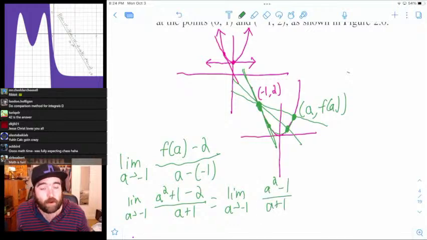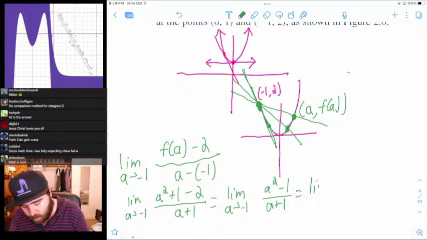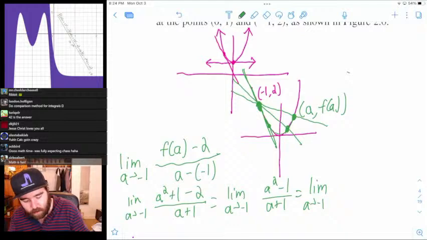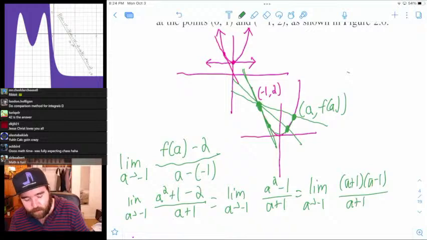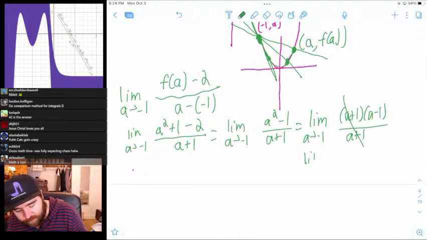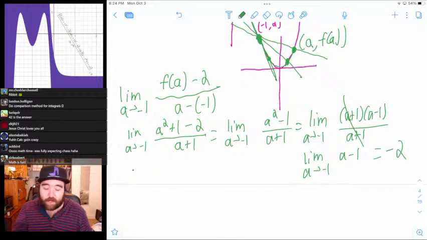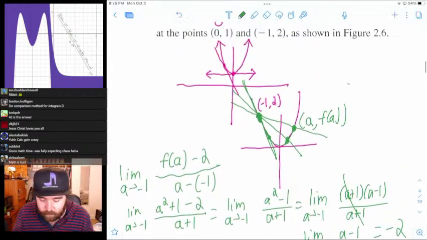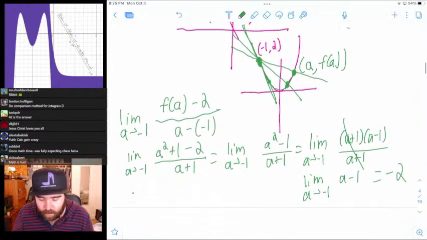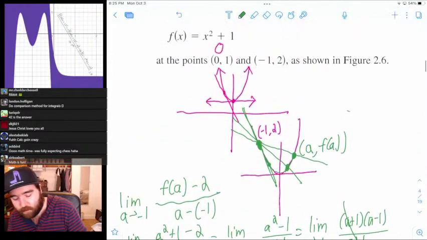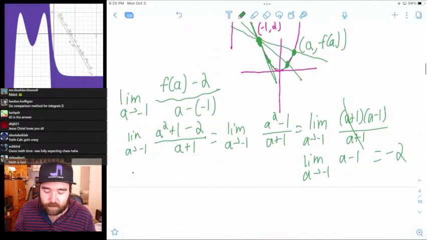And see, this is where your algebra comes in. Because how do you factor a squared minus 1? That should be second nature at this point. That's going to be (a plus 1) times (a minus 1). And since that's divided by a plus 1, you see how that just cancels. And so now we have the limit as a approaches -1 of a minus 1. And now we just plug it in. And so it's -2. So the derivative, the slope of the tangent line at that point, is -2. That's what we just calculated.